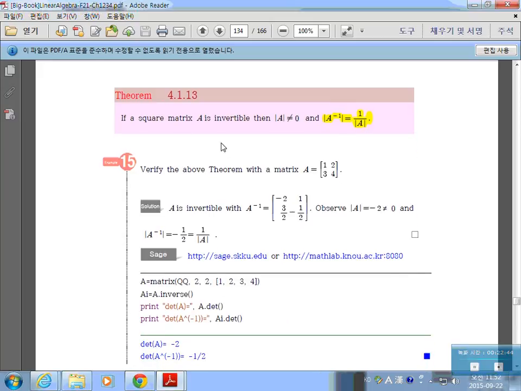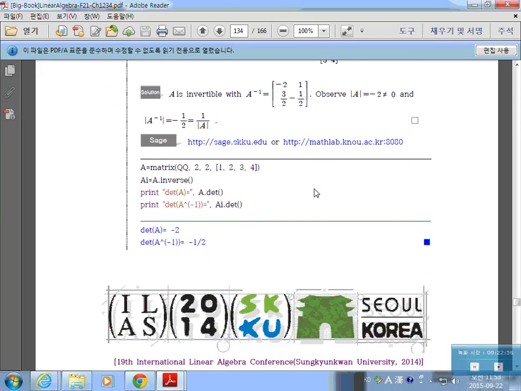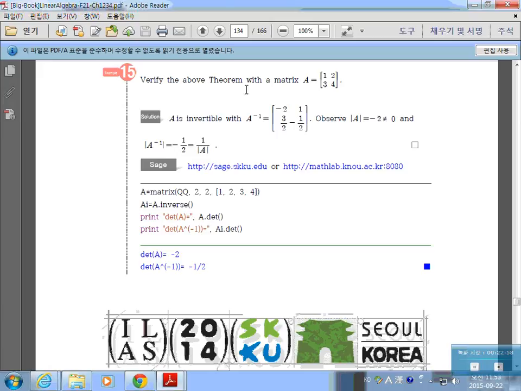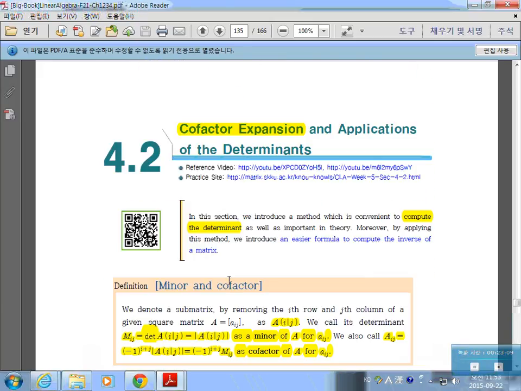And for a square matrix, if it is invertible, the determinant of the inverse matrix is 1 over the determinant of A, which comes directly from the bottom. This last example shows how you can find it. From the matrix A, you can find the determinant. If you find the determinant of the inverse, then you will see the reciprocal. I think that's the end of section 4.1.